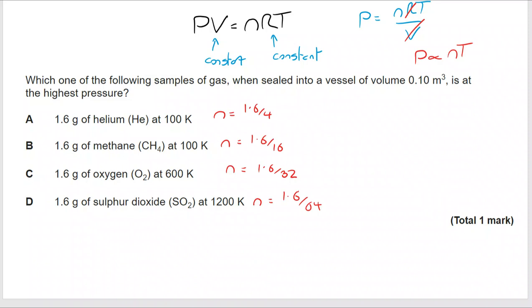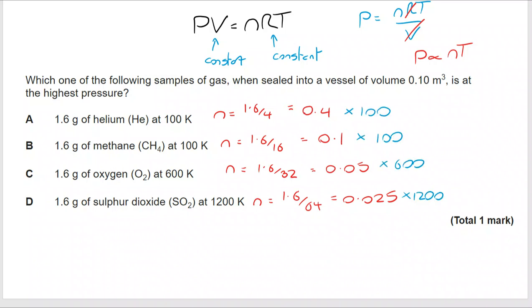I've been given a mass each time. So once we do that and we go through, we get 0.4, 0.1, 0.05 and 0.025 moles. We're then going to multiply each of those by the temperature stated in each question section. So 0.4 times 100, 0.1 times 100, 0.05 times 600, 0.025 times 1200. When we do that, what we find is the highest value, and therefore the highest pressure, is A.